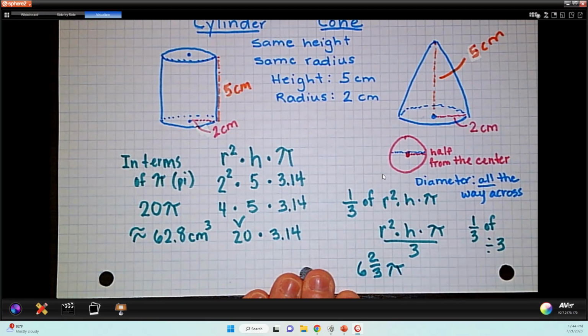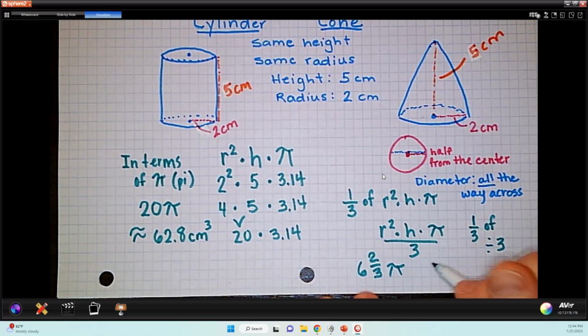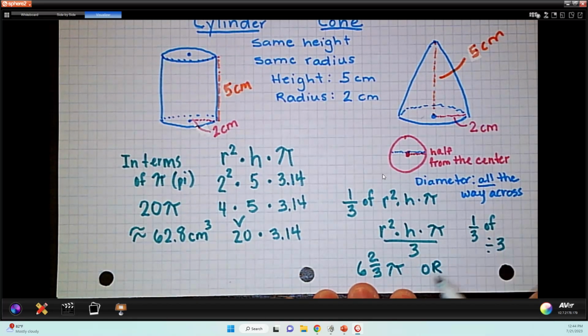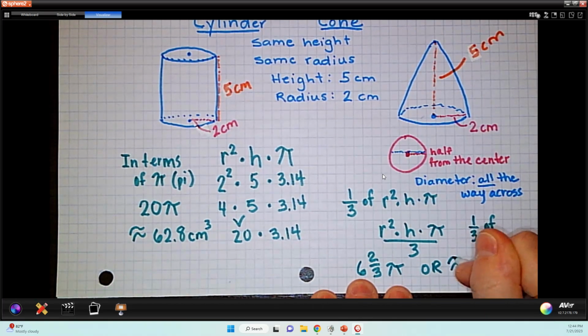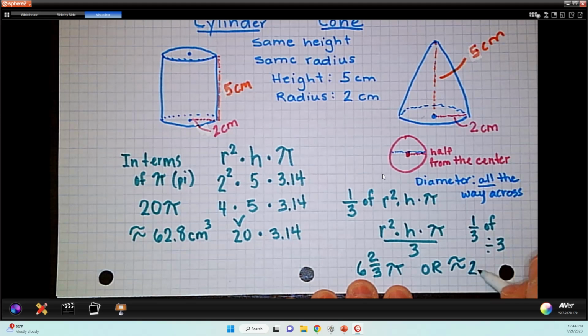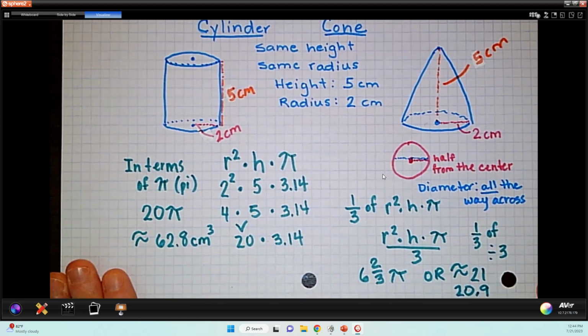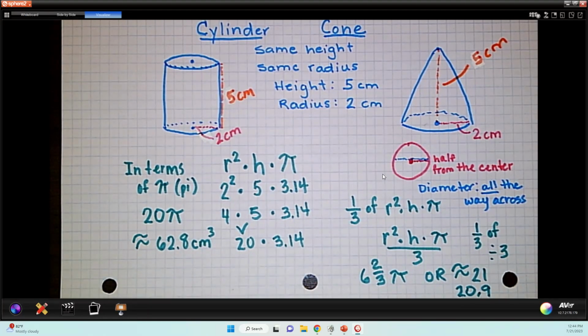pi in terms of pi, if we were expressing our volume in terms of pi, or we could multiply that out, 6 2/3 times 3.14, which is going to give us about 20.9 or 21. So we could round it to 21, or we could say 20.9. And students are permitted to use a calculator to check their work.